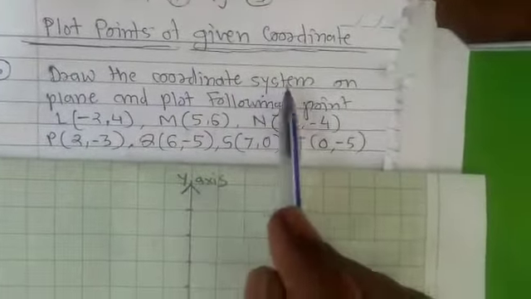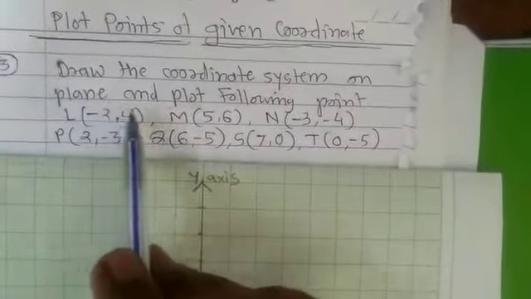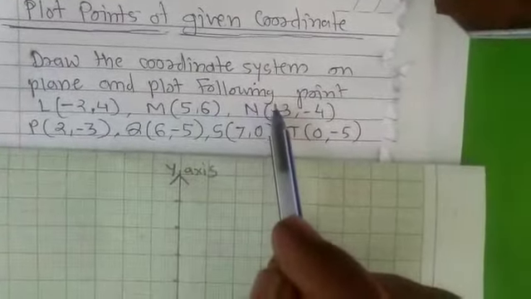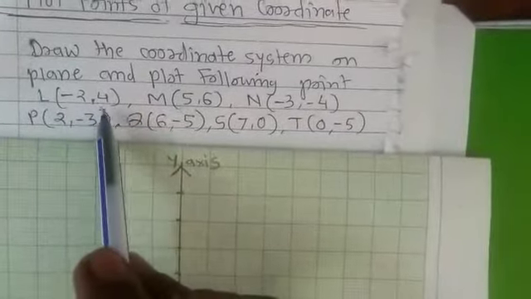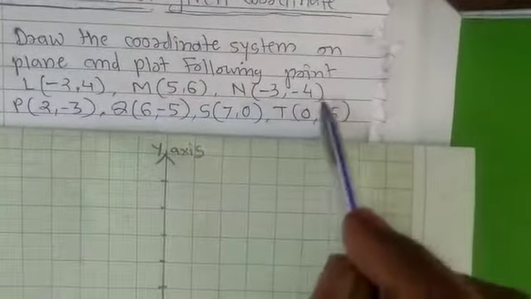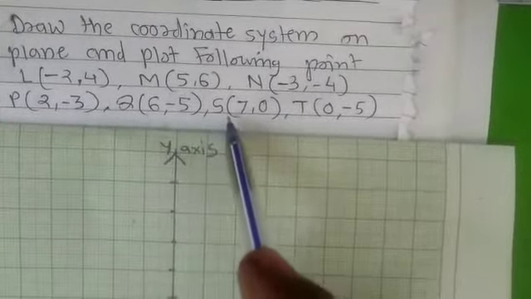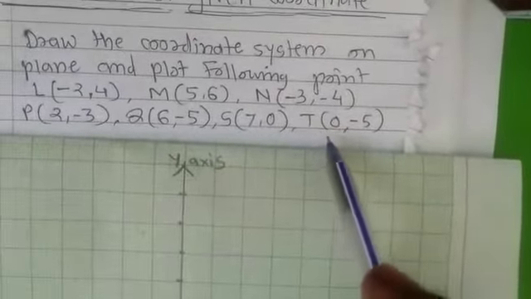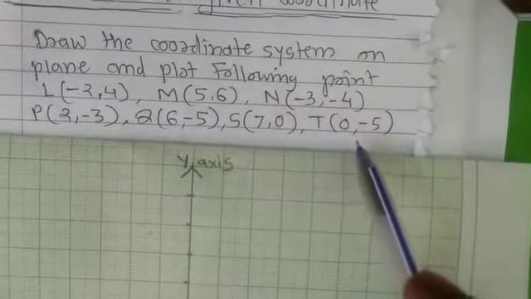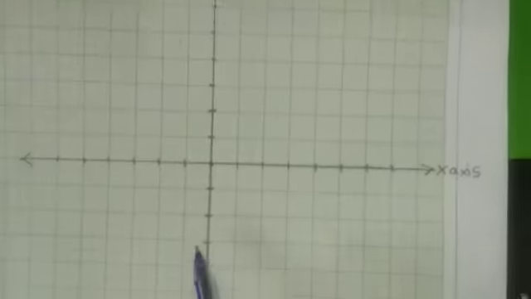Draw the coordinate system on a plane and plot the following points: L (-2, 4), M (5, 6), N (-3, -4), P (2, -3), Q (6, -5), S (7, 0) and T (0, -5). Okay, so we plot such type of graph.